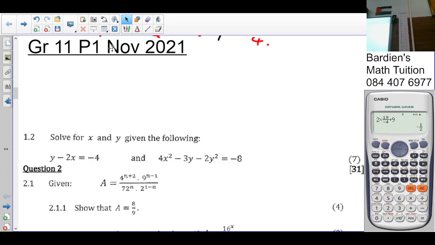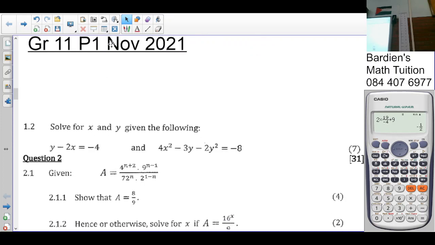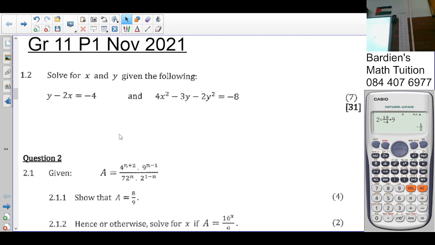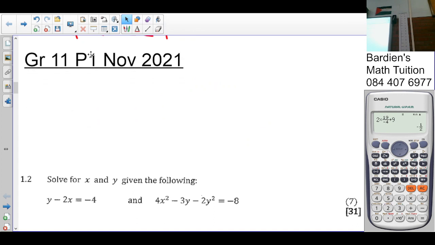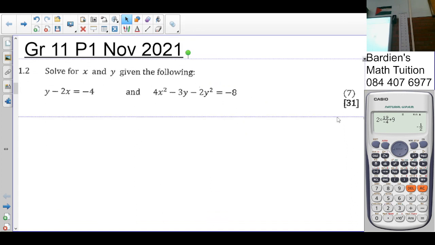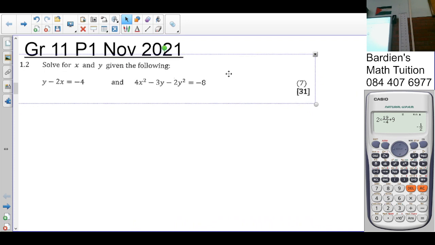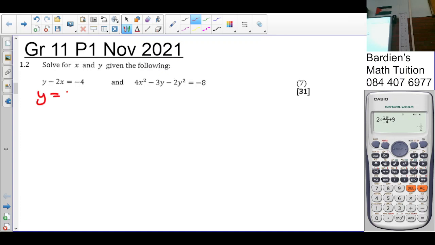The next one, in 2 point, okay, I think I need the space again. Simultaneous equations, definitely you must get the simultaneous equation, otherwise it's not a maths paper 1. And yet people are still not getting this right. What you get over becomes negative 4. So wherever you see a y, you put a 2x minus 4. There's a y and there's a y. So you got 4x squared minus 3 into 2x minus 4 minus 2 into 2x minus 4 all squared equals negative 8.